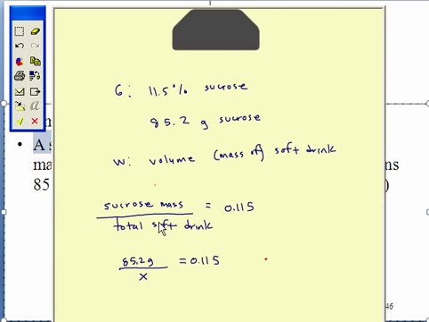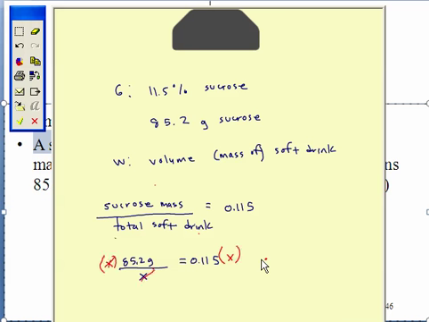To solve this, I just write out my equation. My sucrose mass, which is the part, over the total soft drink mass, which is the whole, is equal to 11.5%. And I've changed this to the decimal form of 11.5% so I can do math with it. So now I write in what I'm given, and what I want to do is multiply both sides by x.